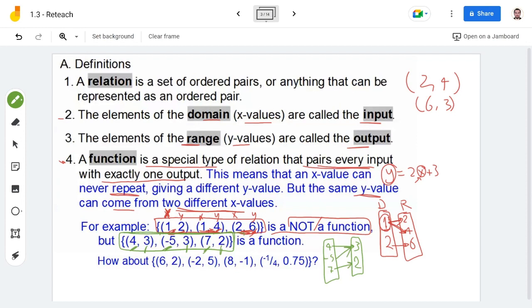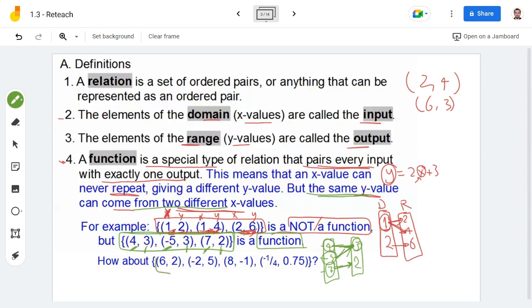Now let's check. 4 goes with 3, negative 5 also goes with 3, and 7 goes with 2. Look here: 4 is connected with one output, negative 5 is connected with one output, and 7 is connected with one output. So every input is connected with one output. This one is a function. It doesn't matter if the range repeats twice. So it doesn't matter if the y repeats. The important thing is the domain never repeats twice.